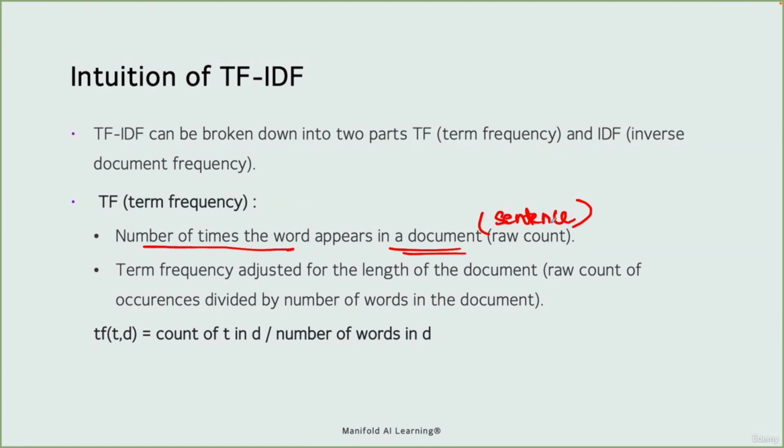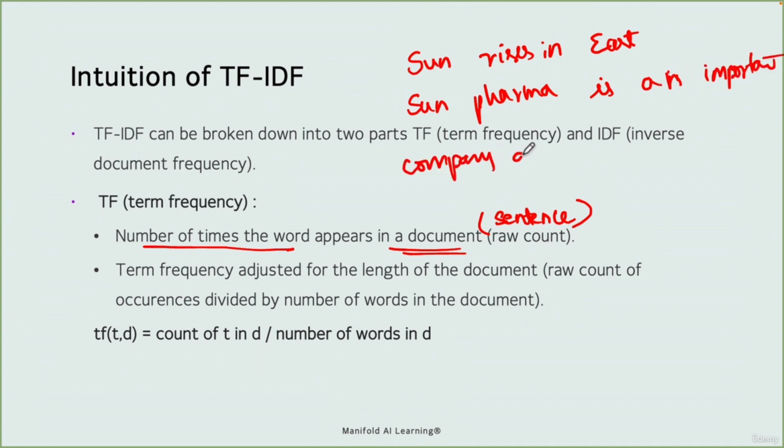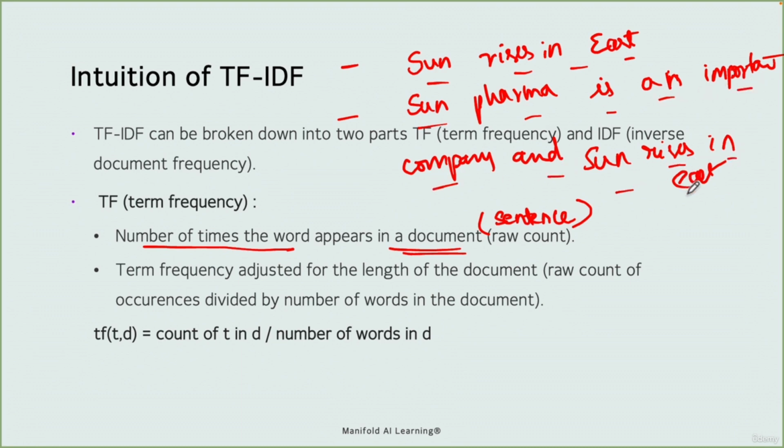Now let's take up an example of the number of times a word appears in a document. I've got a sentence that says, sun rises in east. And next it says, Sun Pharma is an important company and sun rises in east. Now in this example, the first sentence has only 4 words in it, and in the second sentence I've got 1 2 3 4 5 6 7 8 9 10 11, 11 words. Let's suppose I'm trying to count how many times the word I'm interested in, let's say sun, is present. In the first sentence, the word sun is present only once. In the second sentence, the word sun is present twice.